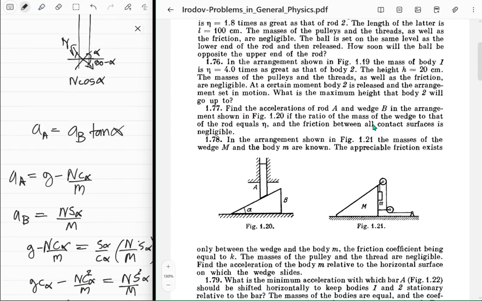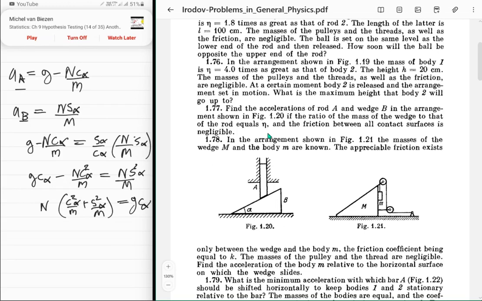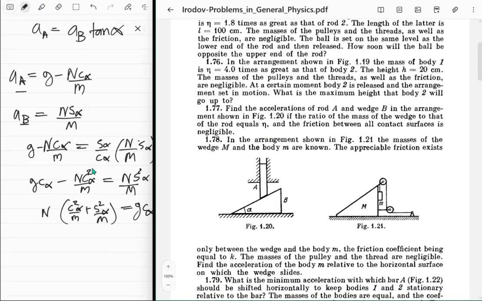So, find the acceleration of rod A and wedge B. So you want these quantities. Okay, cool. Wow, this is going to be really bad. And you know what the ratio between capital M and small m is. So it's just eta. This is horrible. Okay, that goes down, and unless you give me what alpha is, it's going to be really hard to write it all in this small space.